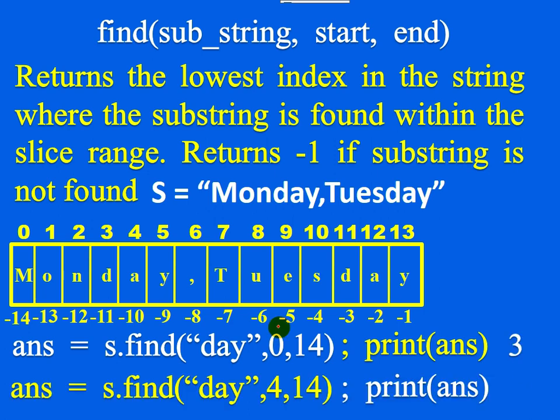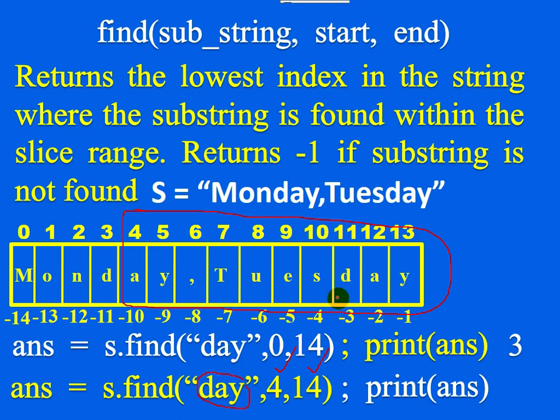Okay, one more example. Suppose I write s dot find and the substring to be searched is day, but I changed the range. Now the range is between 4 and 14. So what does the find function do? It searches for the substring in this range. What I mean by in this range is starting with index 4 and ending with 14 minus 1, 13. So in this range, the find function will search for the substring.